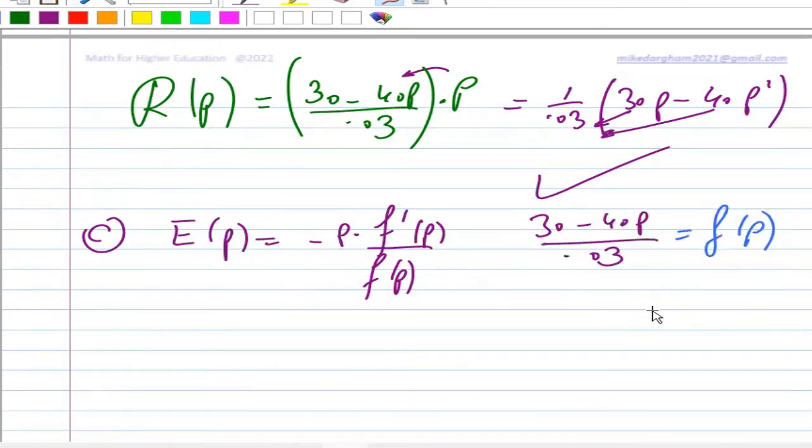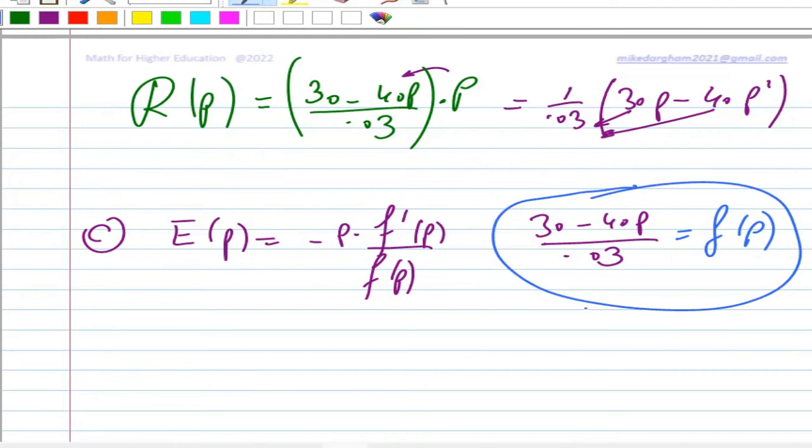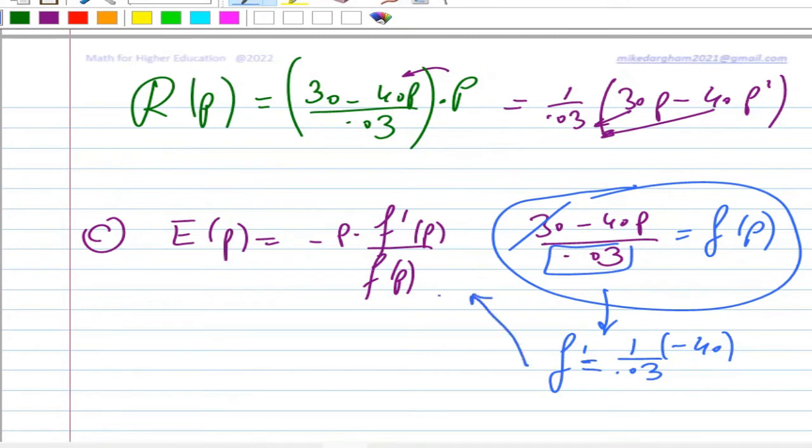If that is my function, so my derivative would be what? Be careful that the denominator you don't touch. That is there, so 1 over 0.03 we don't touch. Deriving 30 is 0. Deriving the 40p, you get minus 40. So this is only minus 40. That's it. This is your F prime. Now, no need even to simplify it. Keep it. You know why? Because the simplification happens in the elasticity.